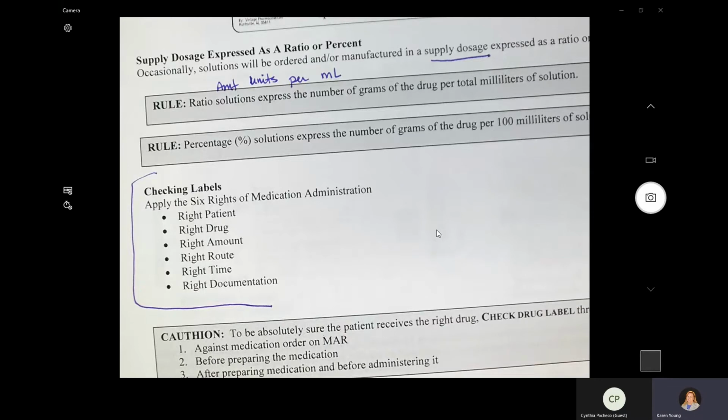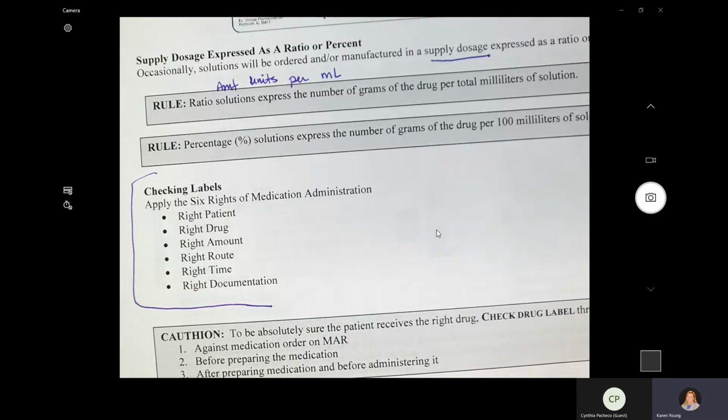You're going to make sure you have the right route. Make sure that the box you pick up, if it's an IM injection, says for IM use or for IM or IV use. If you've got an IV injection, it either has to say IM or IV, or it has to say IV only.